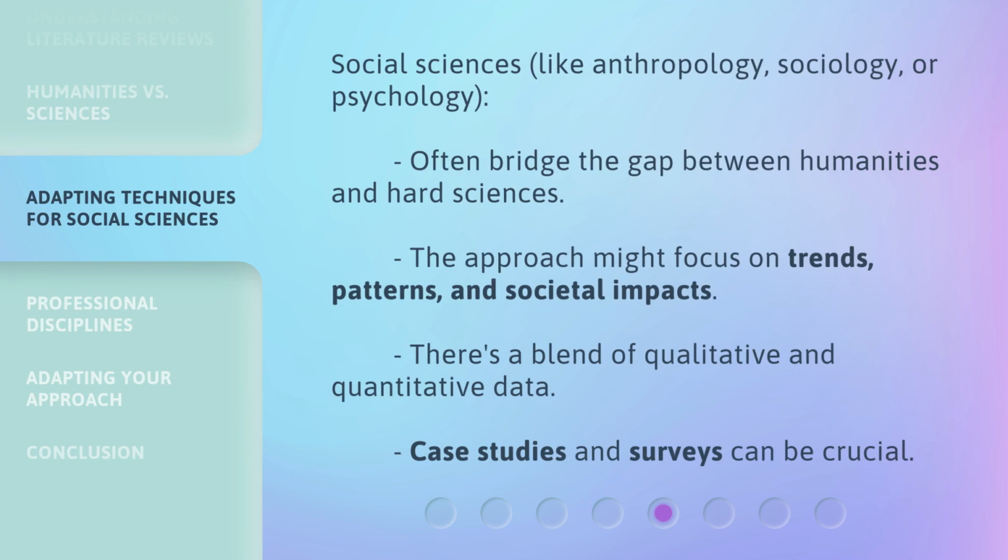Social sciences, like anthropology, sociology, or psychology, often bridge the gap between humanities and hard sciences. The approach might focus on trends, patterns, and societal impacts. There's a blend of qualitative and quantitative data. Case studies and surveys can be crucial.